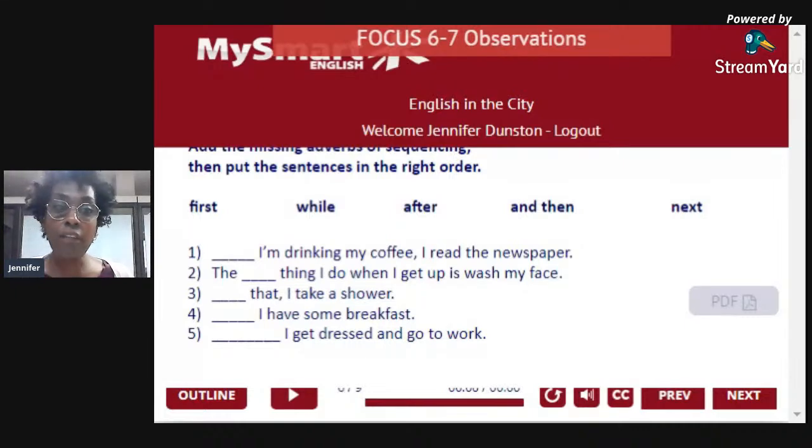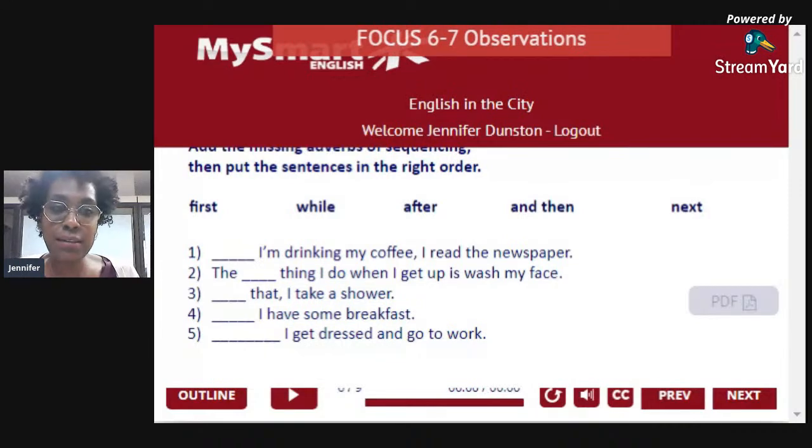And depending on the adverb of sequencing we use, it changes the order. That's true. If we use the wrong one, if we want to imply that some things are happening at the same time, and we use a different adverb of sequencing, then we change the order of everything.